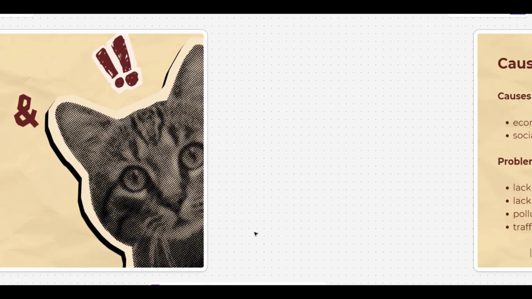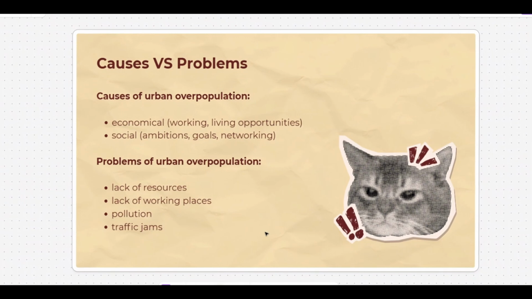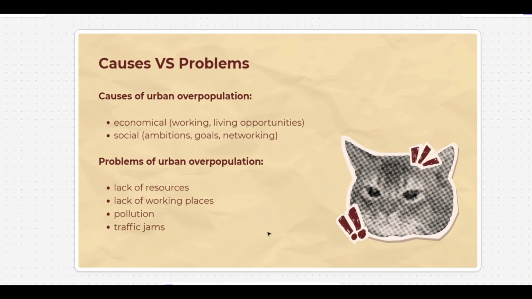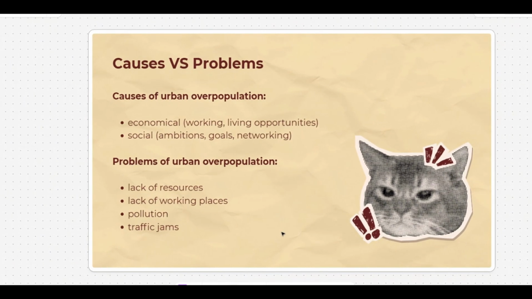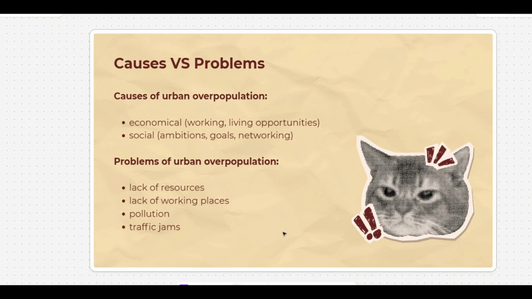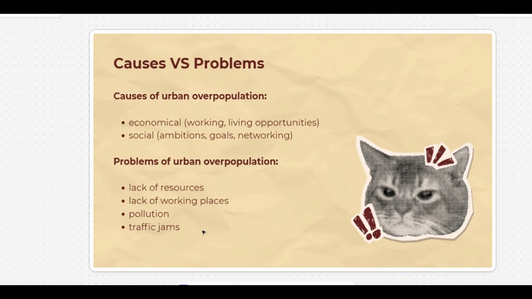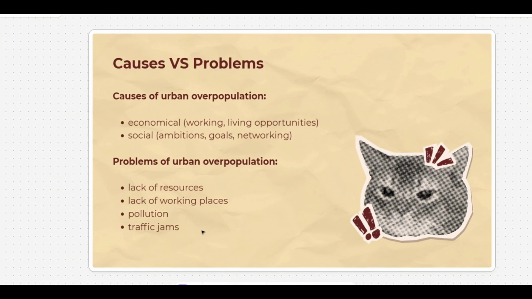Let's get into it. Before we look at structure, let's make sure we understand what causes and problems actually mean. Let's use urban overpopulation as an example. Causes are the reasons why something happened. Why do cities become overpopulated? First of all, because of economic and social reasons. And problems are the negative effects or consequences. What happens because cities become overpopulated? Lack of resources, lack of working places, pollution, traffic jams. So, causes explain why the situation exists, and problems explain what goes wrong as a result.